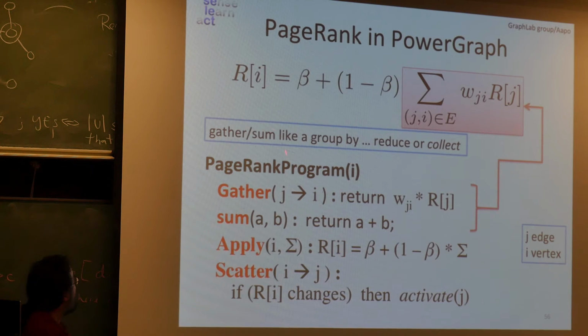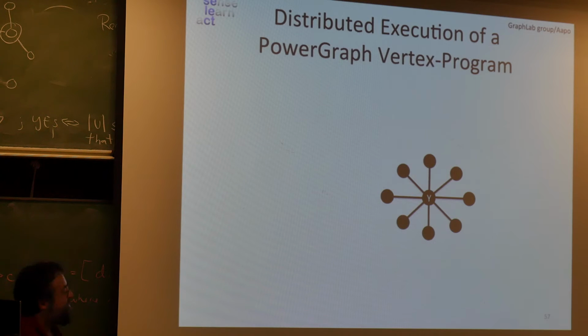Okay. So this gather sum step is really like a group by and then reduce. And together they act like a collect operation. All right. The scatter thing is like the signal operation in signal collect. All right. So I didn't change their notation for the page rank because they have these lovely animations for what you do.